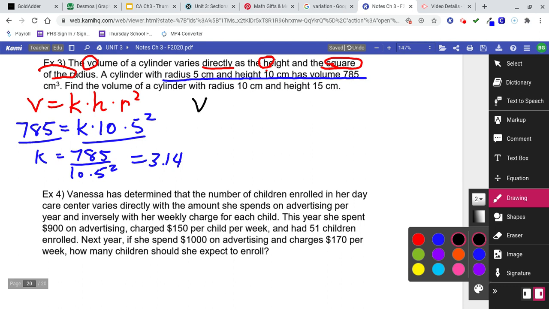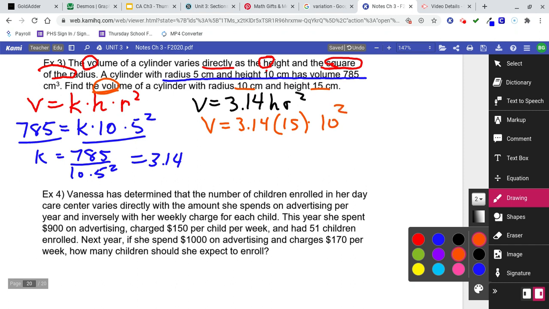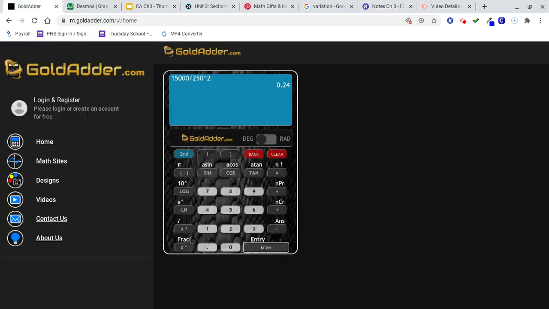Step 3, we're going to go back to the formula, and we're going to put the K value in there. And then step 4, plug in whatever's left. All right, find the volume of a cylinder with radius 10 and height 15. So we want to find volume. They said the height was 15 and the radius was 10. 3.14 times 15 times 10 squared.